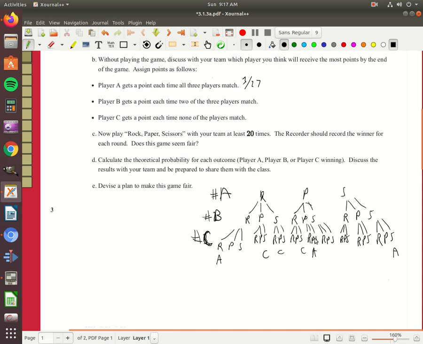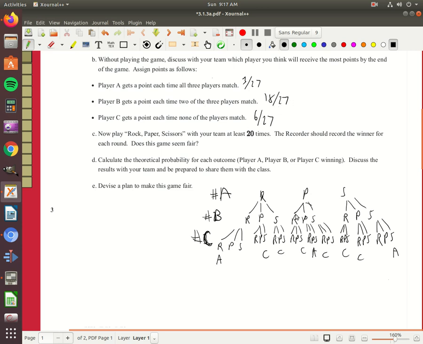Paper, paper, well, C can't win here. Paper, scissor, rock, player C is going to win. Scissor, rock, paper. Scissor, paper, rock. And then scissor, scissor can't win. So 1, 2, 3, 4, 5, 6 out of 27 ways. So hopefully we already realized that I better get 18, right? 9 plus 18 is 27.